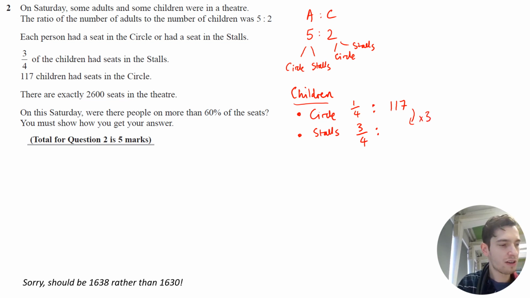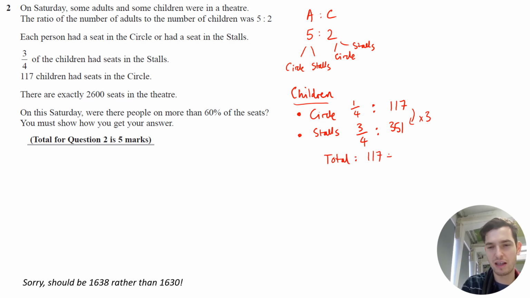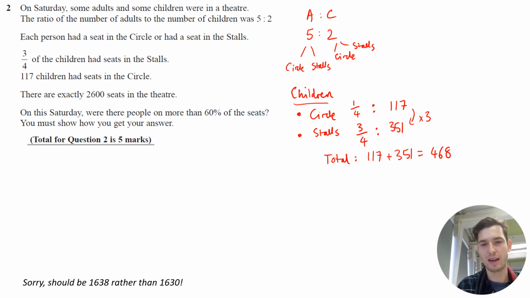So 117 times 3 is 351. Now I can work out my total by adding them together. 117 plus 351 equals 468. So that is the total number of children that I have.